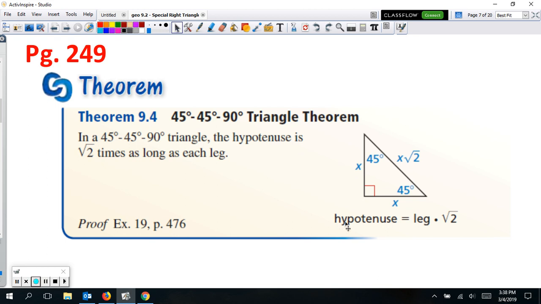So we got to use this little thing down here, the hypotenuse. Sometimes we might know the hypotenuse when we're trying to find a leg, and that could be true. So we might use this as an equation. If we knew the hypotenuse, we could divide by square root of 2 to find the leg. Alright, so let's go ahead and try a couple of these.